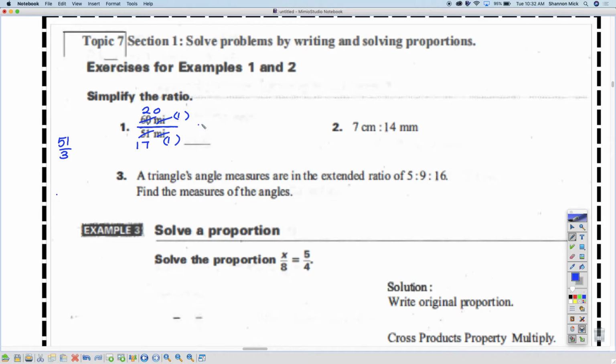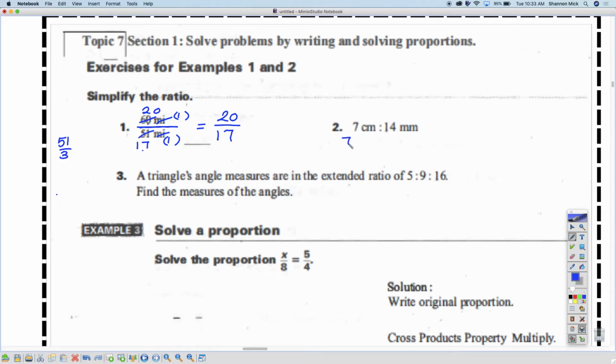So 20 times 1 is 20, and 17 times 1 is 17. So it reduces to 20 over 17. Okay, so the next one, what do I have to do to that first? You gotta put it over. I gotta make it a fraction first, then I gotta change units, right?